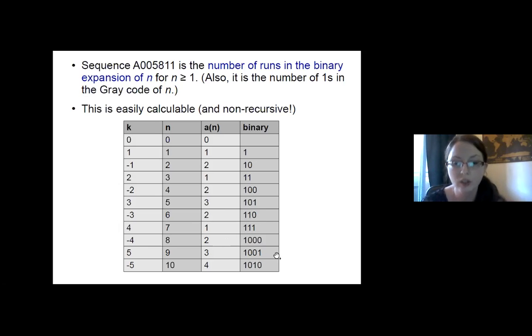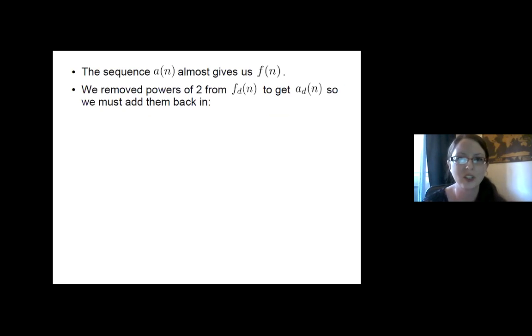1, 0, 0, 1, we have a 1, some zeros, a 1 again, so that's 3 runs. When n is 10, we get 1, 0, 1, 0, so that's 4 runs. So this is something that's easy to calculate, easy to program, which is what we wanted. So we just need to get back to that function f.